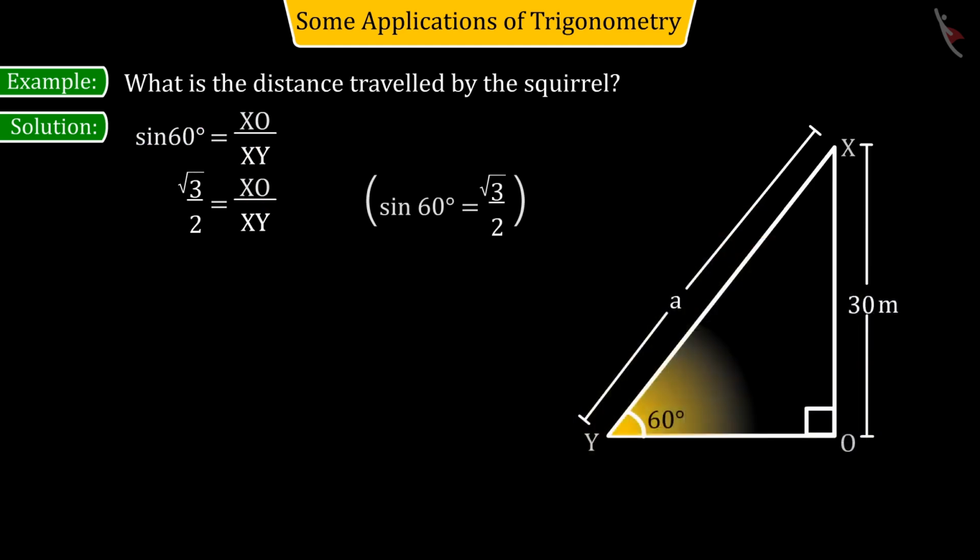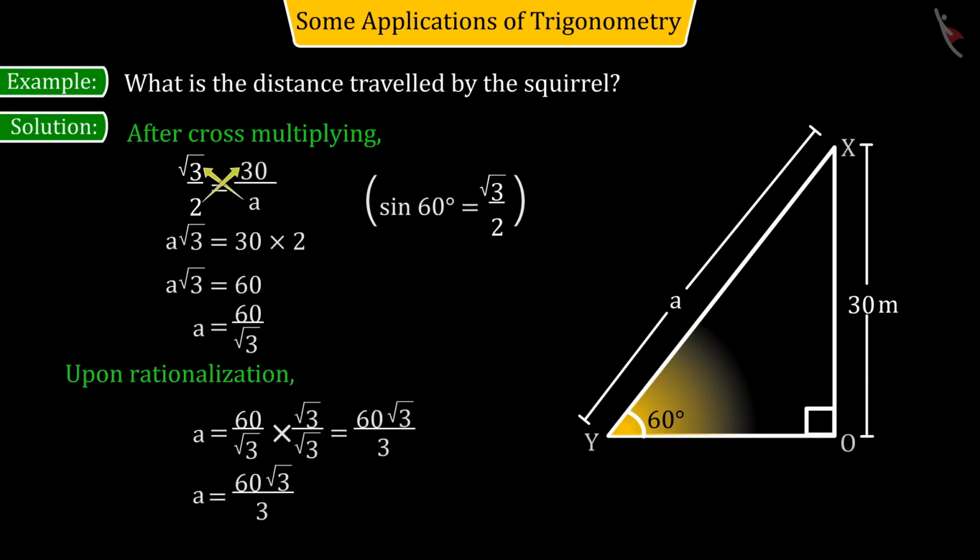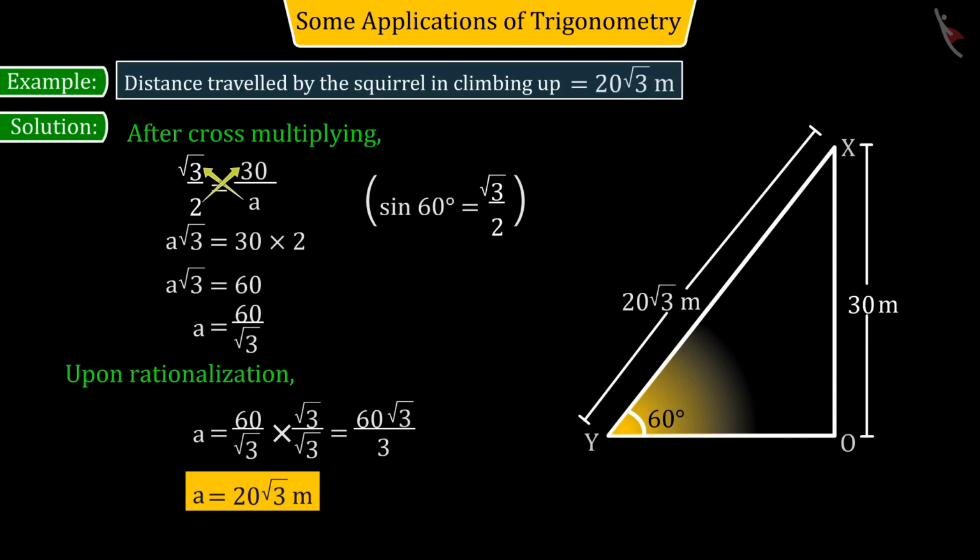And on the right side, with the help of the given information, keeping the values of XO and XY as 30 and A respectively, when we solve, we get the value of A as 20 square root 3. So we can say that the distance covered by the squirrel in climbing up will be 20 square root 3 meters.